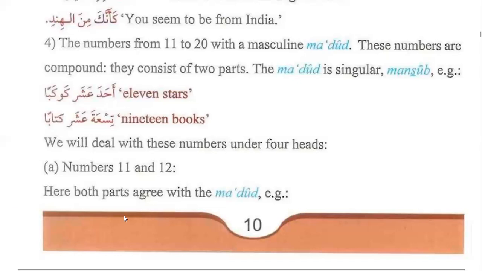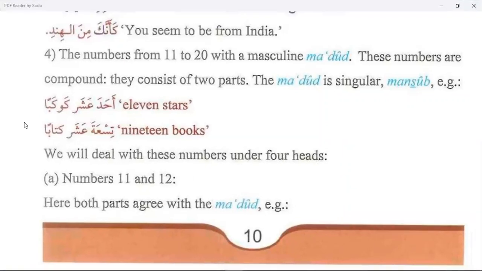So remember, from 3 to 10, the madud is jam' majroor, like tullabin, talibatin. But from 11 till 99, the madud is singular mansoob, like taliban, talibatan, kawkaban, kitaban. It is singular mansoob from 11 till 99, the madud. The rest of the rows you will study here.